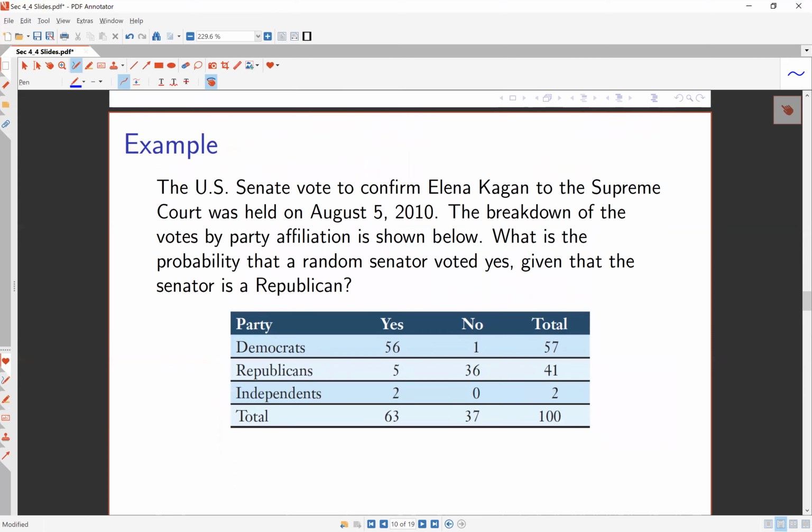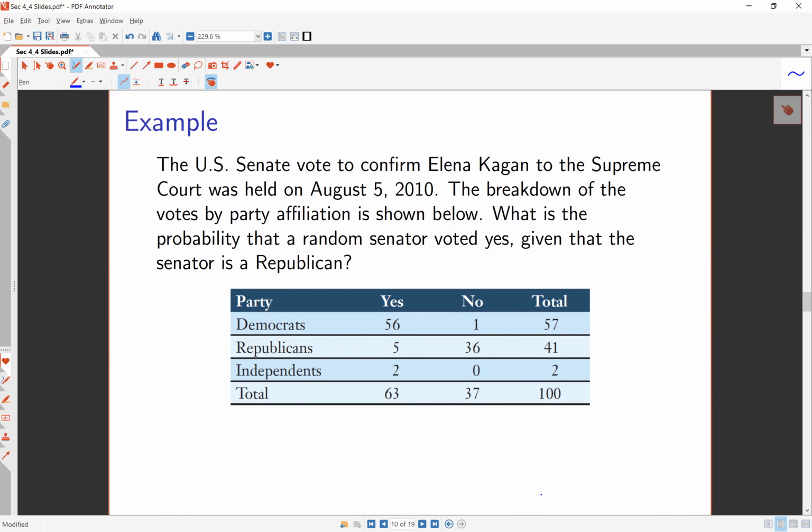But now someone else says, oh, but perhaps party affiliation should be taken into account. I still want to know what the probability is that a random senator voted yes, but I don't care about all the senators. I'm just going to select a senator that's a Republican. So now I want to calculate how many senators in total are Republican. So I'm restricting my attention to the smaller set of outcomes, only looking at Republicans. And in this case, there are 41.